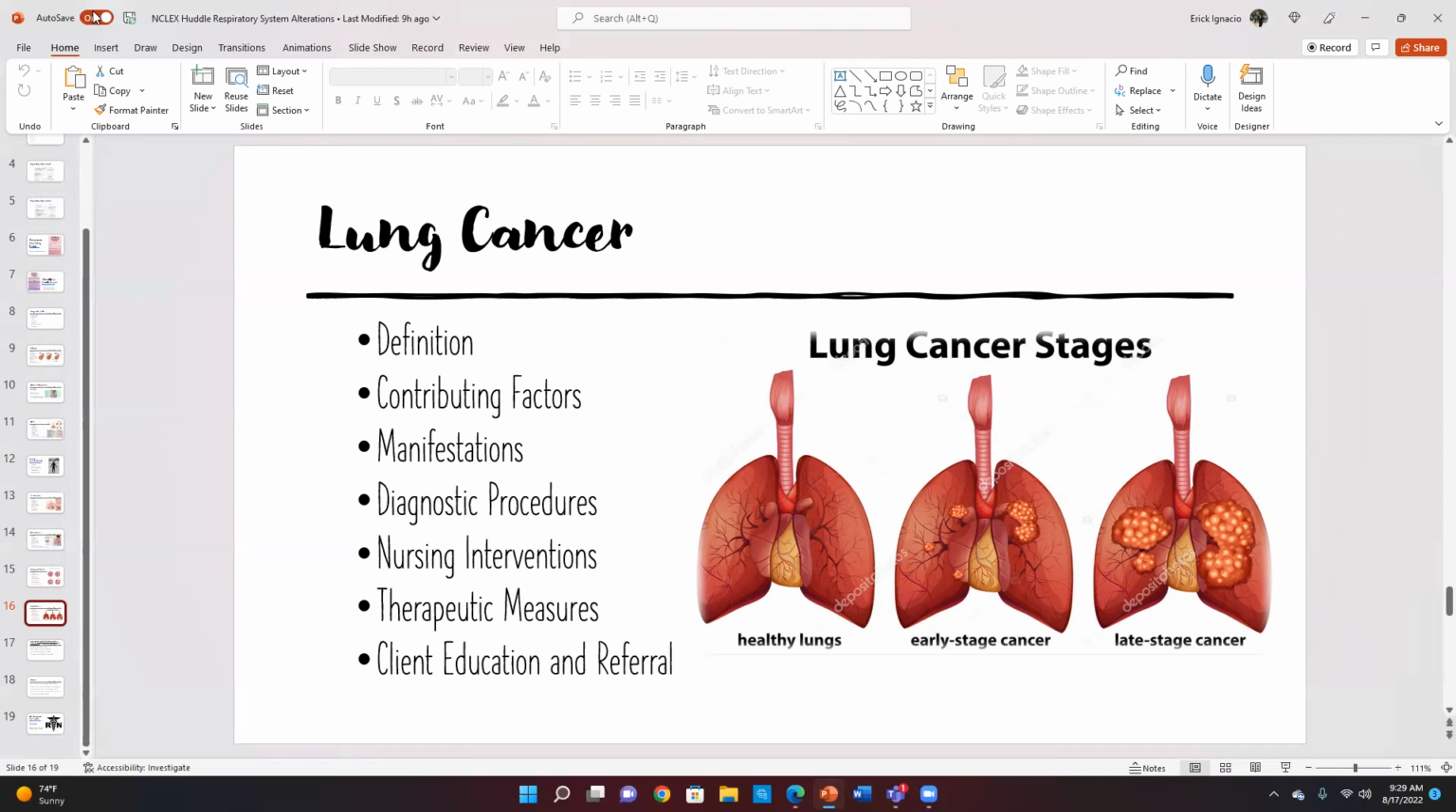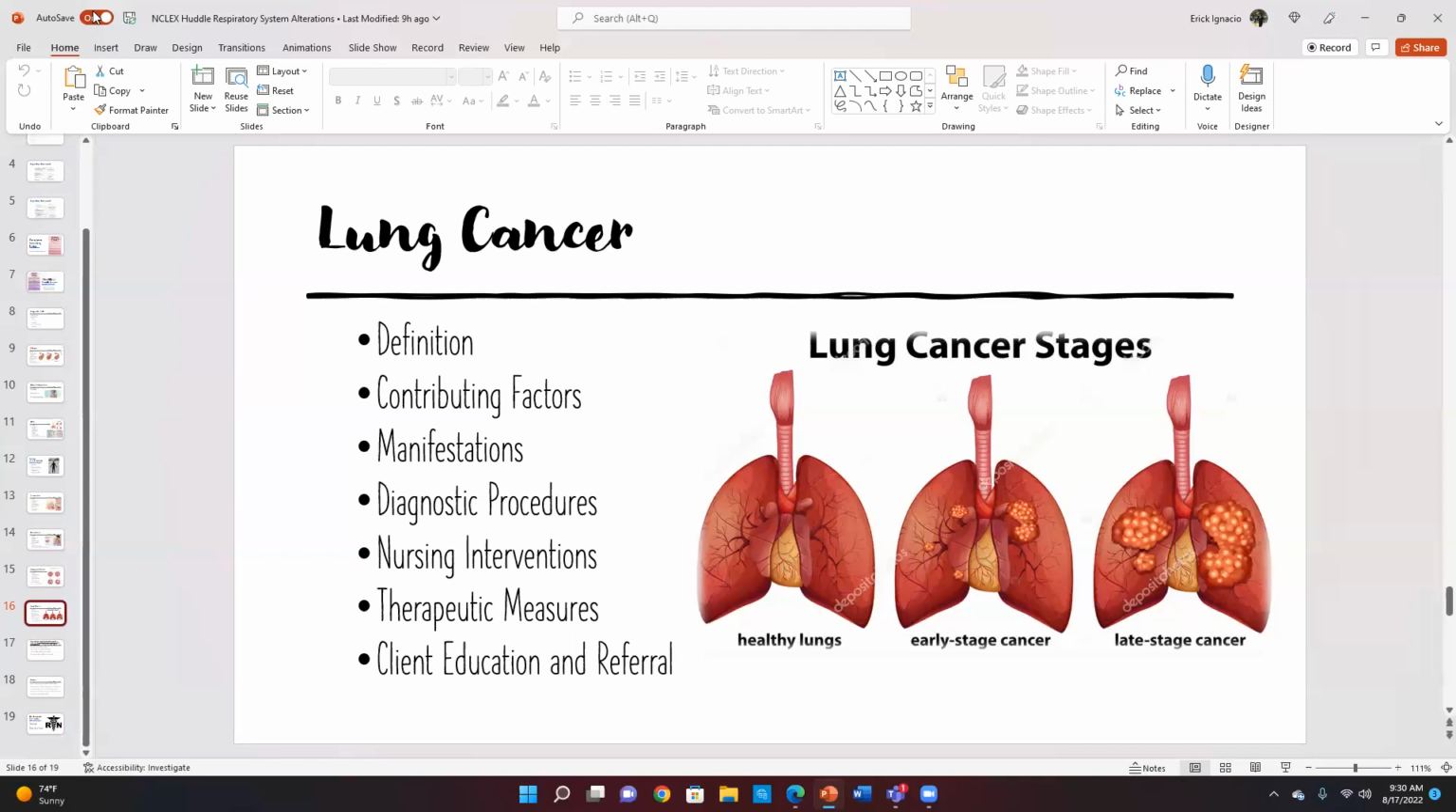What are the manifestations of lung cancer? Well, we'll see possibly a chronic cough, chronic dyspnea, hemoptysis, hoarseness, fatigue, weight loss, anorexia, clubbing of fingers, chest wall pain. The diagnostic procedures for lung cancer consist of chest X-ray and CT scan, CT-guided needle aspiration, bronchoscopy with biopsy, and we think about the TNM system for staging.